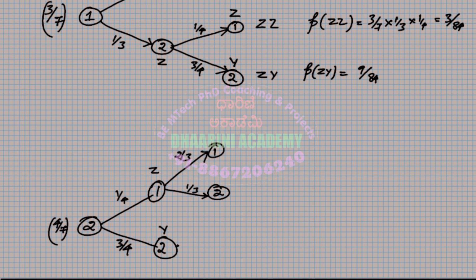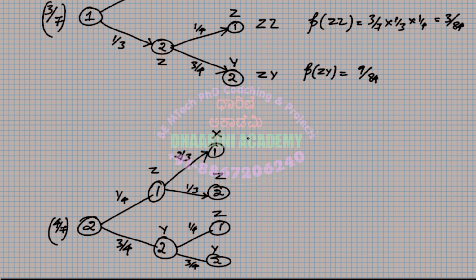Same thing. You are already in state 2. You can go to state 1 or you can move to state 2, correct? So 2 to 1 is 1 by 4. 2 to 2, the probability is 3 by 4. So let me write the samples I might get. 1 to 1 is x, 1 to 2 is z. Similarly, 2 to 1 is z, and 2 to 2 is y, correct?